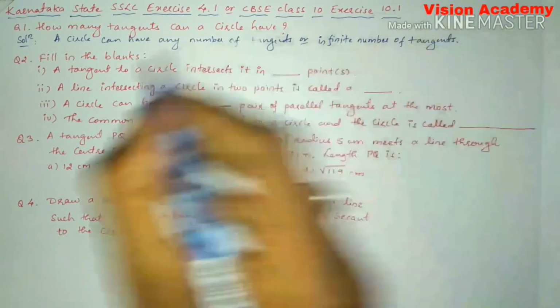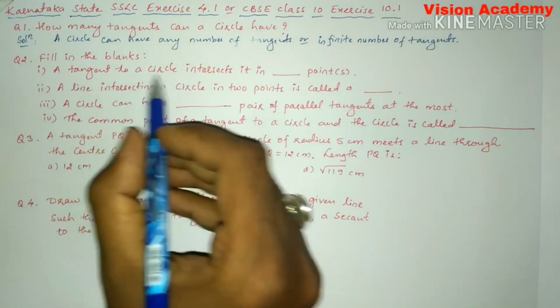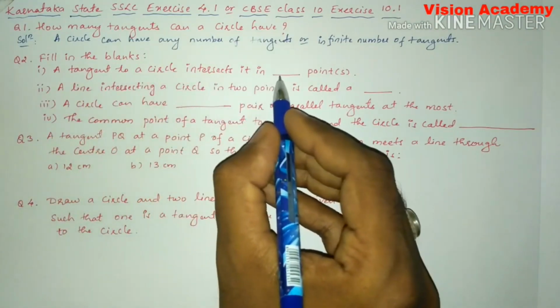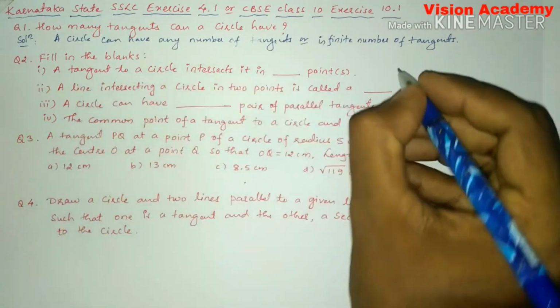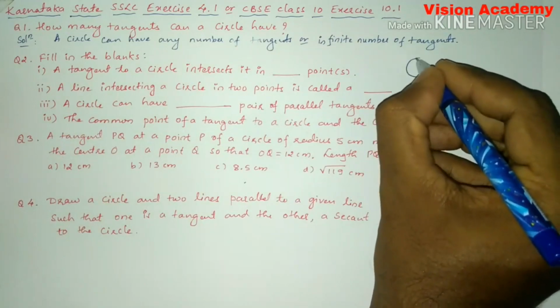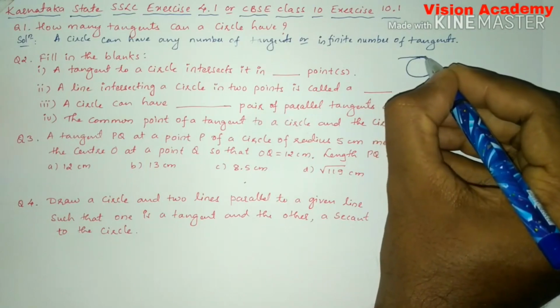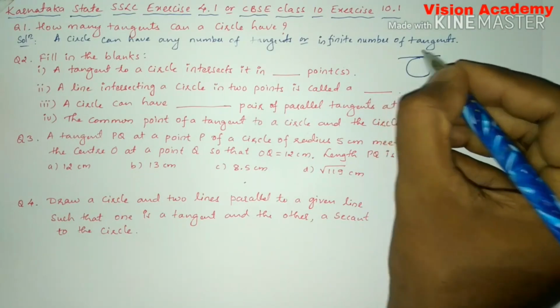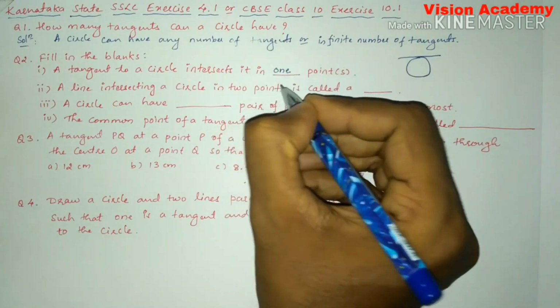Now let us move on to second question. Fill in the blanks. Roman number 1. A tangent to a circle intersect it in dash point or points. A tangent to the circle always touches only one point. Let us draw a circle. If I want to draw a tangent, it always touches only one point. Here the answer for this question is 1 point.